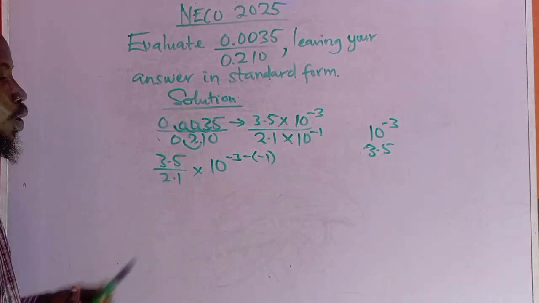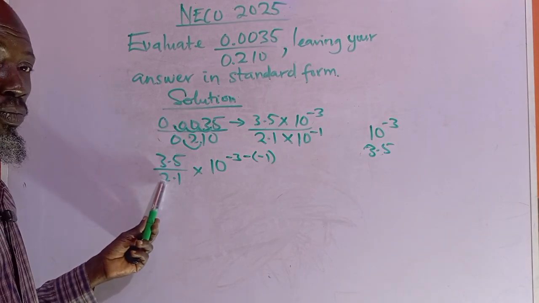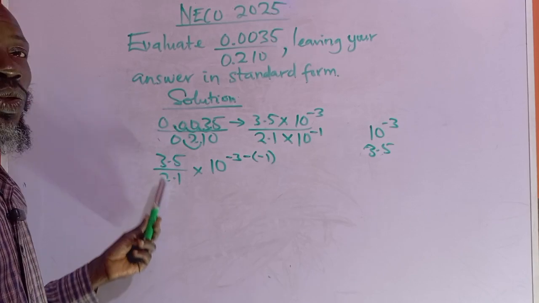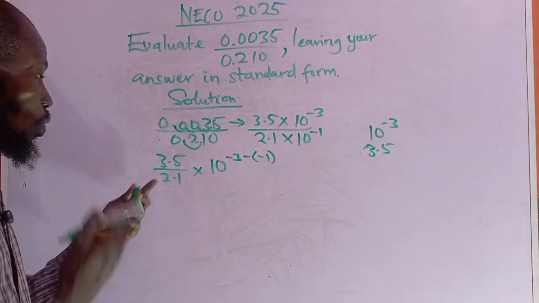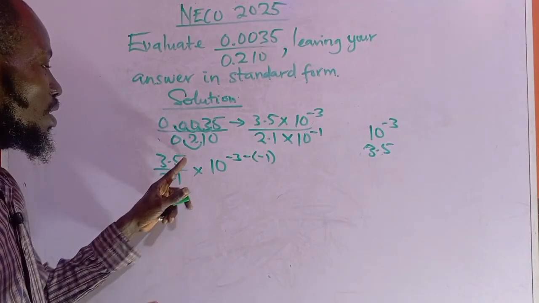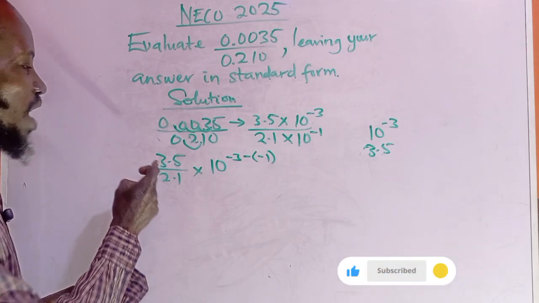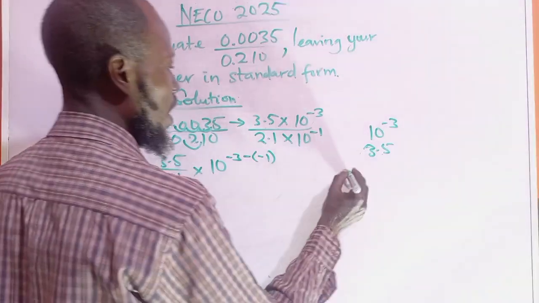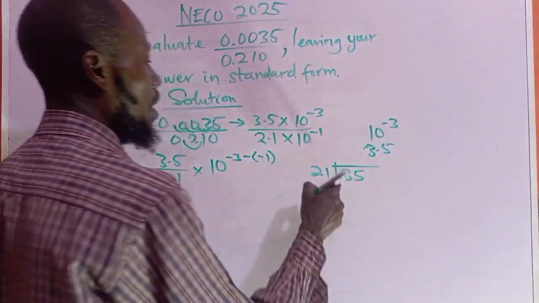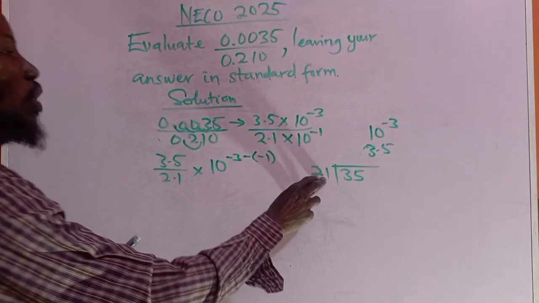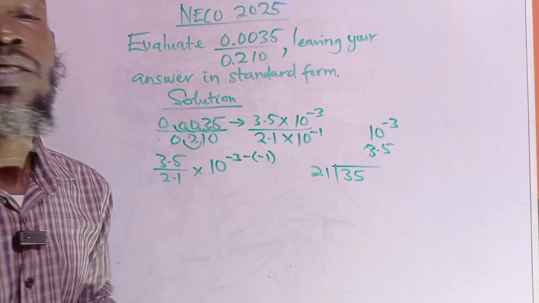Now this part, we want to divide decimal numbers. So how are we going to divide? It's very simple. You just make them whole numbers. If you multiply each of the numerator and denominator by 10, we are going to have 35 and 21. So we can just say 35 divided by 21. How many 21 can we get in 35?